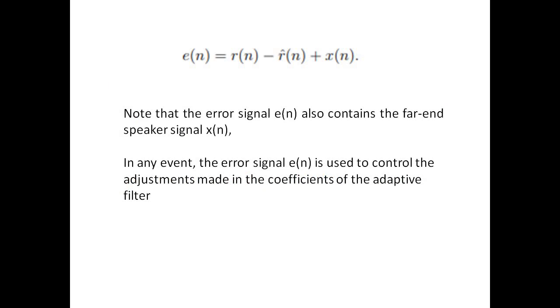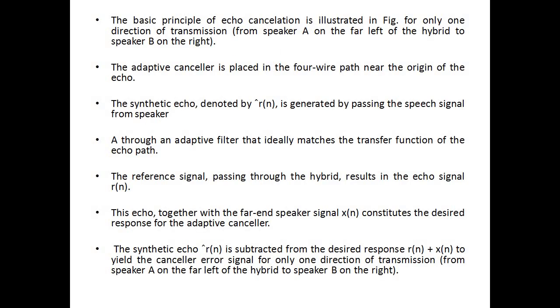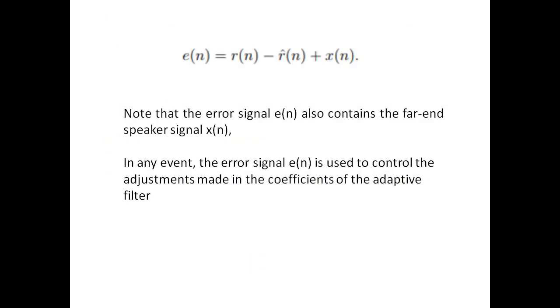Here E of N is the expected output, R of N is the synthetic echo, and E of N contains the far-end speaker signal X of N. The error signal E of N is to be controlled, and adjustments are made to the coefficients of the adaptive filter. So we need to do this analysis adaptively, constantly observing it and adjusting it for our requirements and needs.